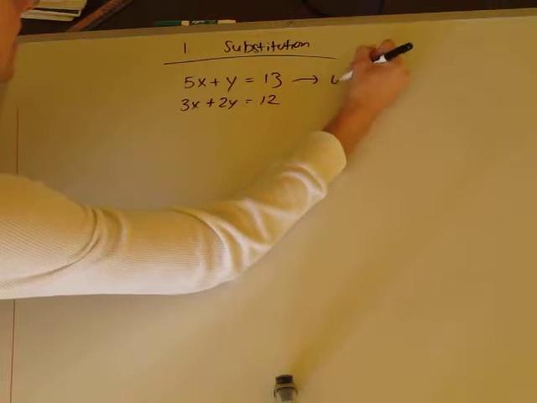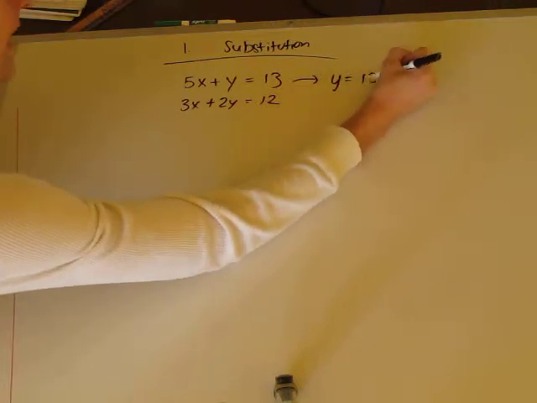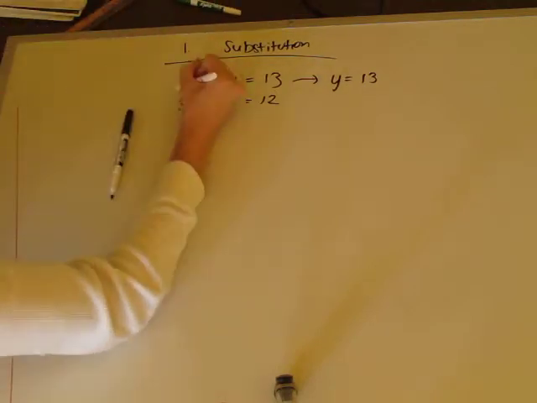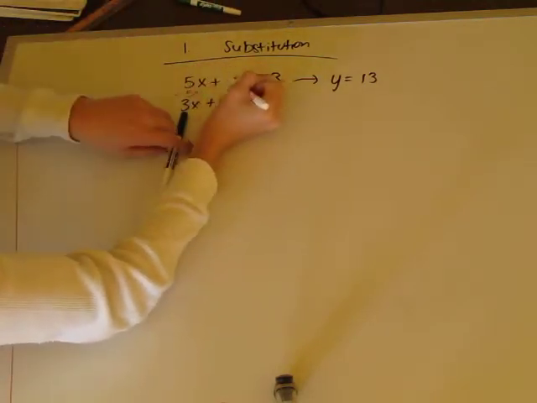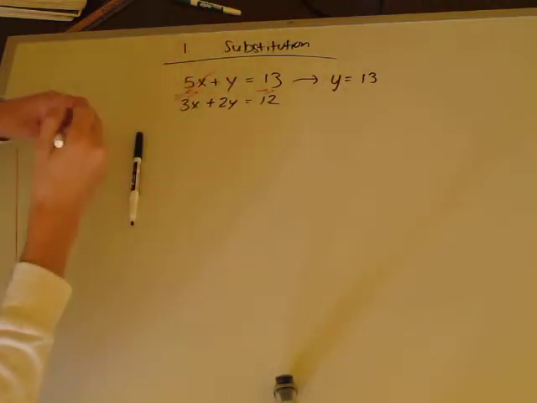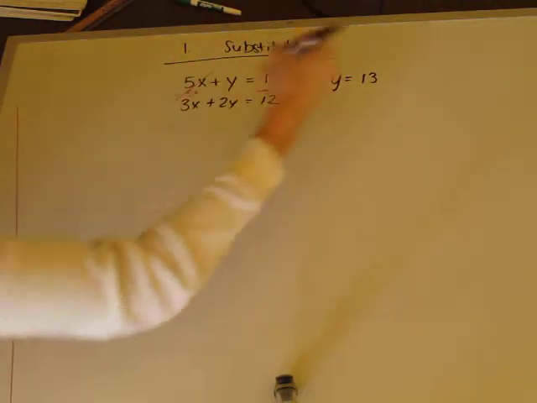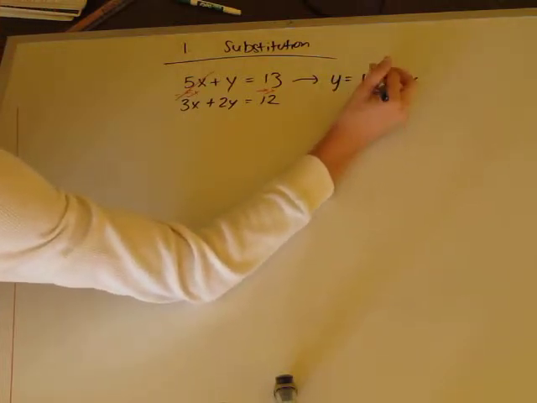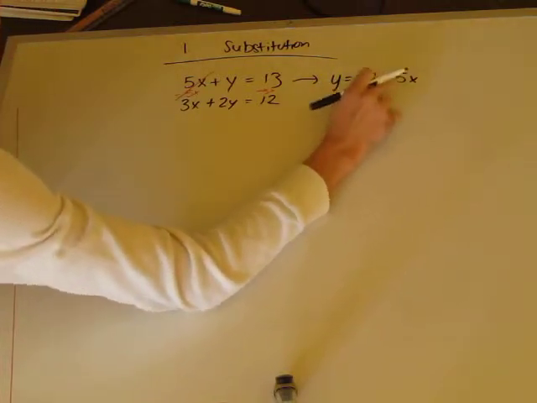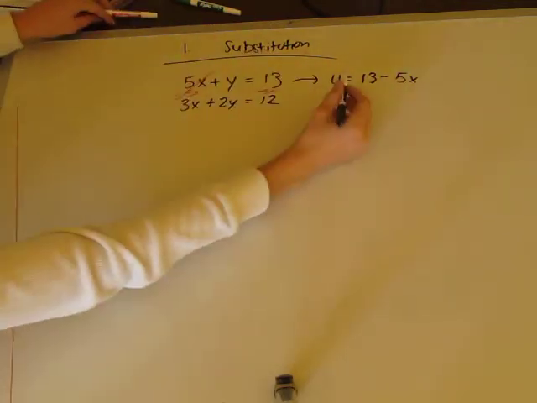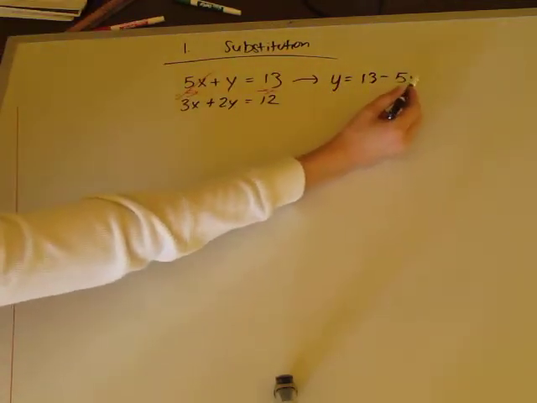So we can change that to y equals 13, and if we subtract 5x from both sides, that's going to cancel out. So we're going to get 13 minus 5x on this side. Okay, so now we have y equals 13 minus 5x.